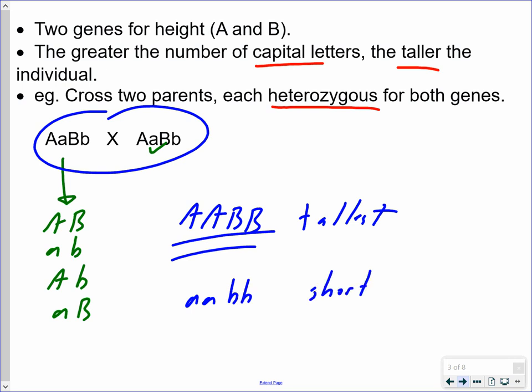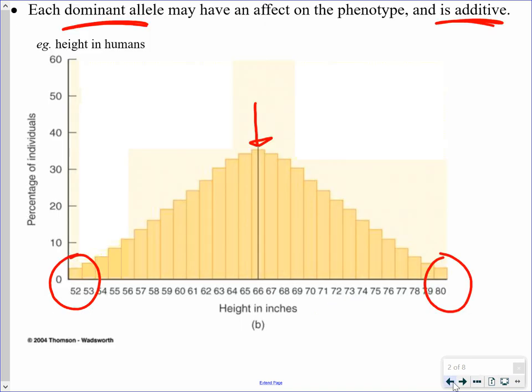These ones would end up being the shortest, but most of the individuals from these two parents won't have all capital letters, and they won't have all lowercase letters. They will have a combination of capital and lowercase letters, and that is why from the two parents that would be heterozygous, we would get a pattern that would look something more like this.